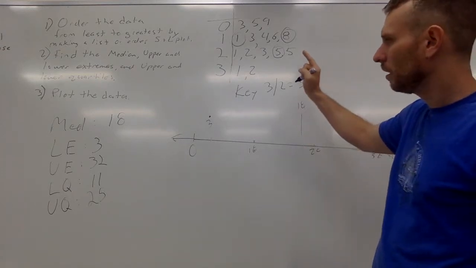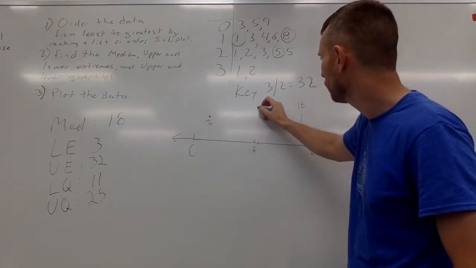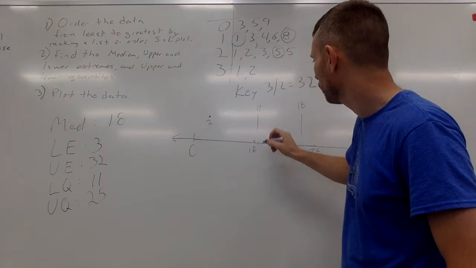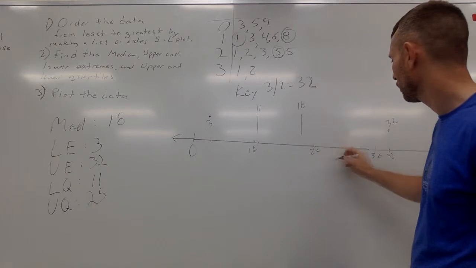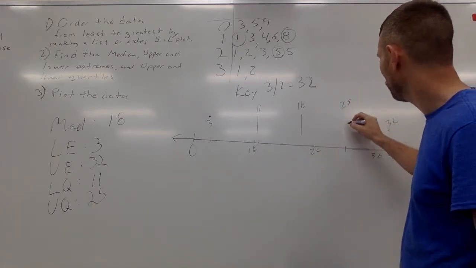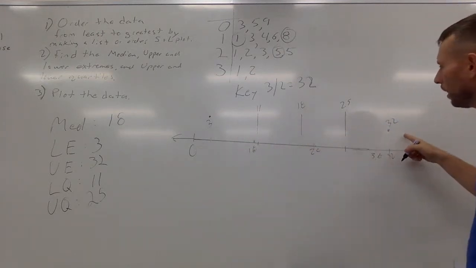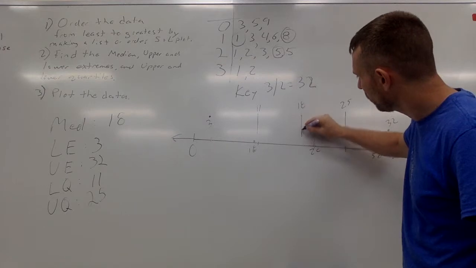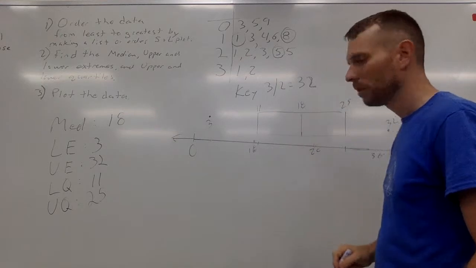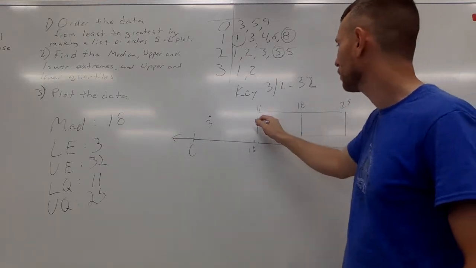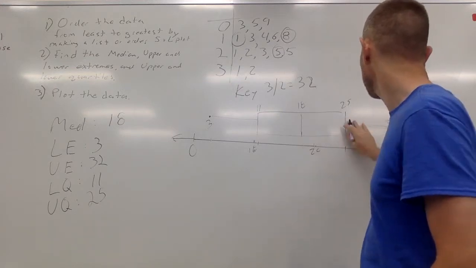And then my lower quartile was 11. So at 11, I'm going to draw another line. Okay? Then my upper quartile was 25. So at 25, I'm going to draw a line. So in other words, the lower and upper extreme get a dot, and the lower and upper quartile and the median get a line. And then you connect those to make the box. Man, it's such a glare. Sorry about that. And then here are your whiskers.